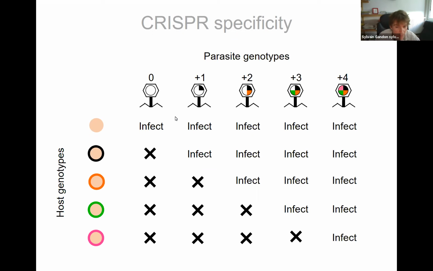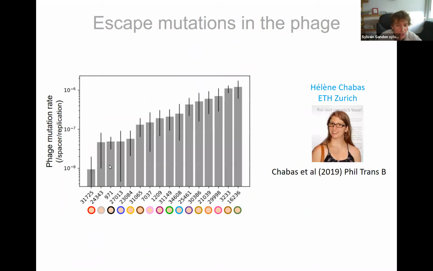That's something that has been studied by several groups. It has been demonstrated that indeed, CRISPR diversity is a way to defend the whole bacterial population against phage evolution. Something that we've been studying in Montpellier, during the PhD of Hélène Chabat, who is currently in Zurich, is the speed at which the phage are able to escape CRISPR immunity.